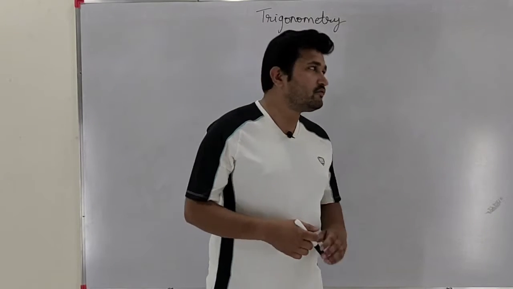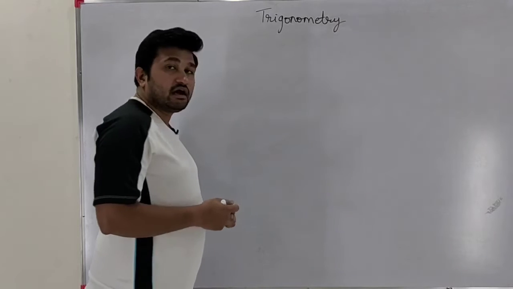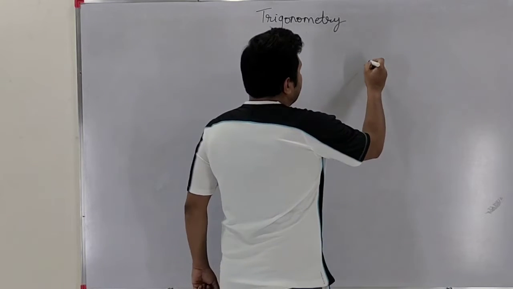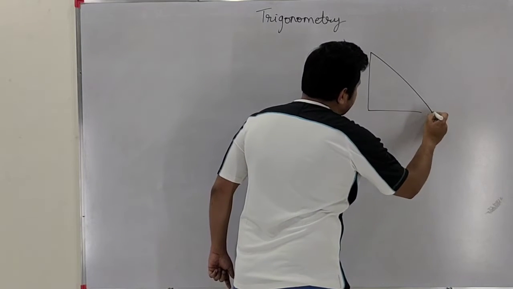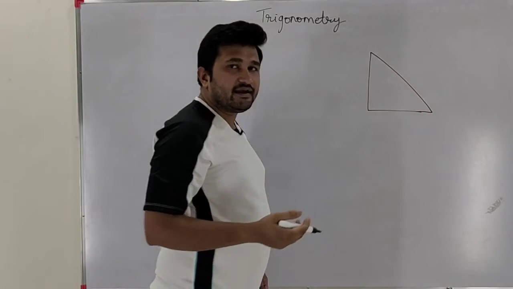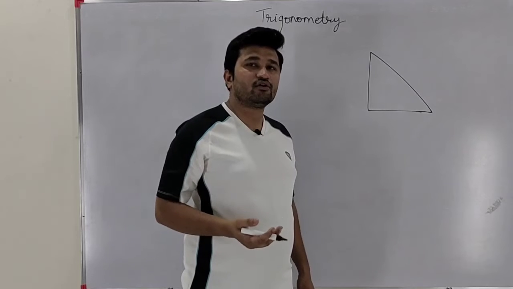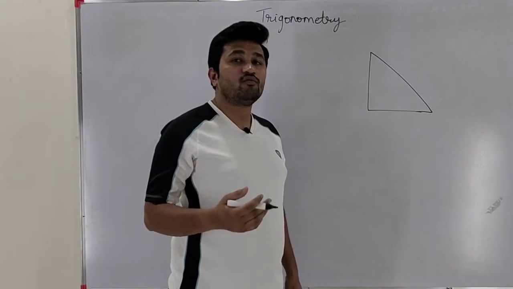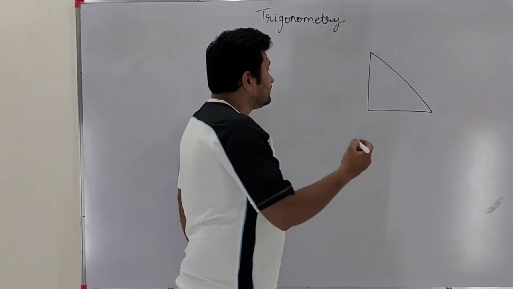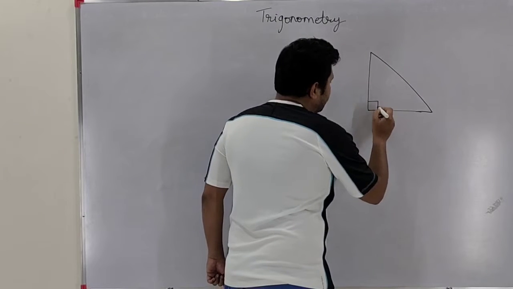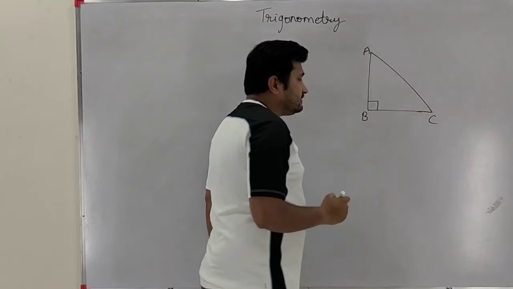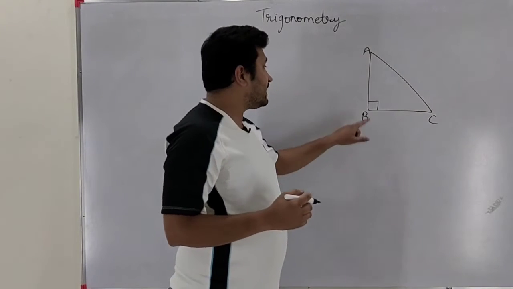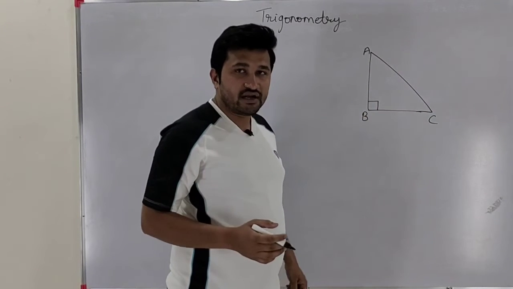Before going for this, we should know that whenever we are talking about trigonometric ratios, we have six: sine, cos, tan, cosec, sec and cot. Trigonometric ratios we always apply on the right angle triangle. So this is one right angle triangle named ABC, and this right angle triangle ABC is right angled at B, so angle B is equal to 90 degree.